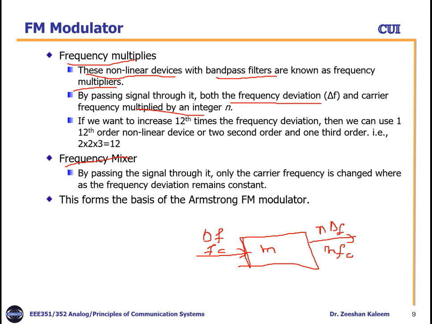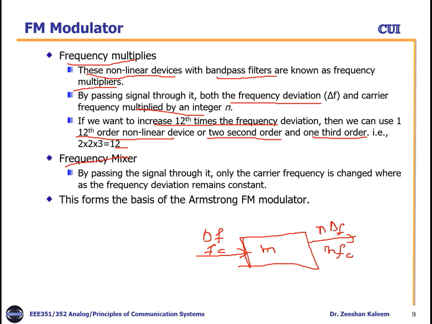So if we want to increase the frequency deviation 12 times, then we can directly use a 12th order non-linear device, or two second order and one third order. For example, 2 times 2 times 3 gives 12, the same factor. So it depends on the availability. Usually they suggest that you have only two doublers and a maximum of one tripler, so you can only adopt this combination. This combination depends on the availability of the types of multipliers.